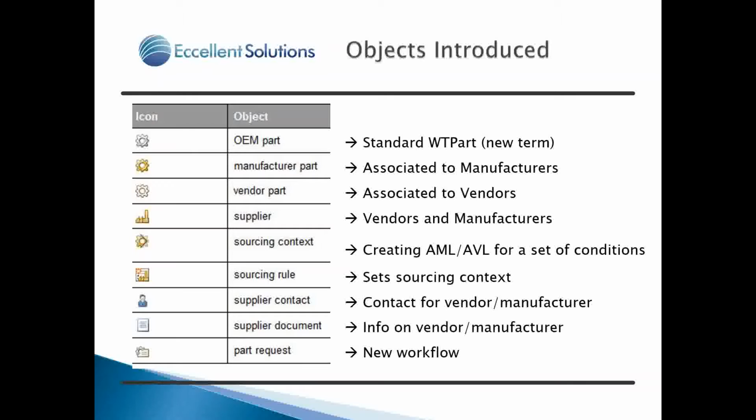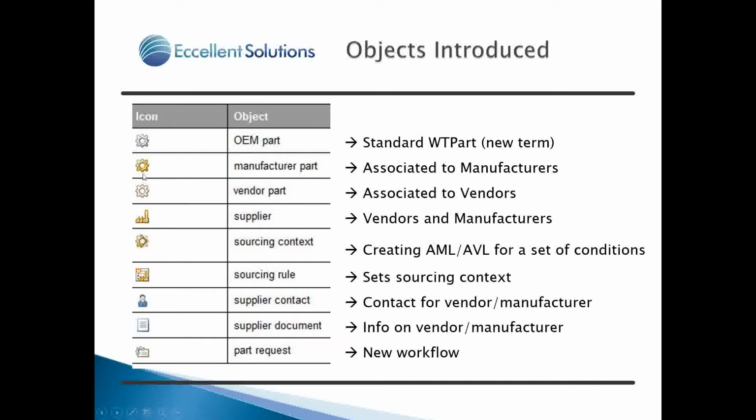So here's a quick cheat sheet of the key items that are either introduced or impacted with an addition of the supplier management module. At the top we have what I'm calling the OEM part, and this is actually the regular standard PDM Link WT part. I'm just using a new term here to differentiate that from either of the two supplier type parts, which are the manufacturer part and the vendor part.